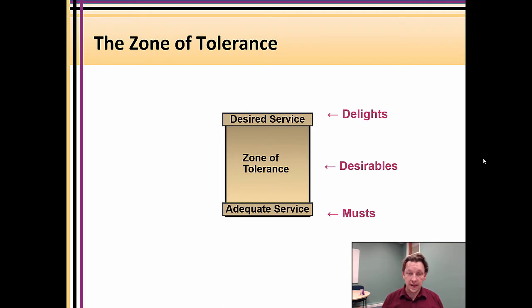Now, the thing to understand is that this bench line is capable of compromising everything. If you dip below adequate service on 1 of 5 elements and hit delightful on the other 4, the customer will still be talking about the service as a service failure. So you've got to make your minimums. You've got to hit your basics first. In the zone of tolerance is the desirable.